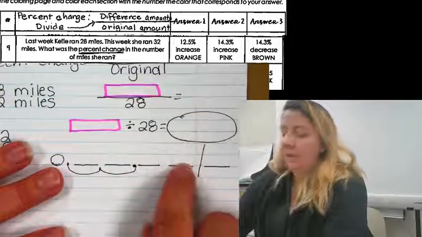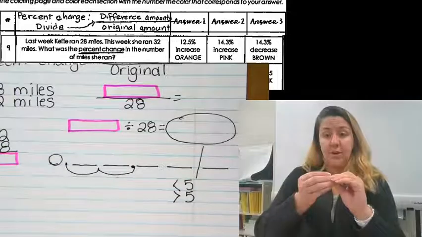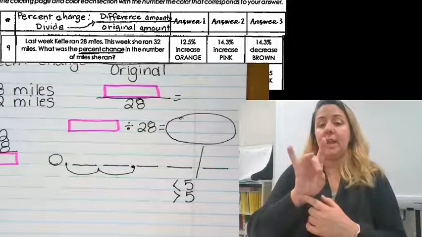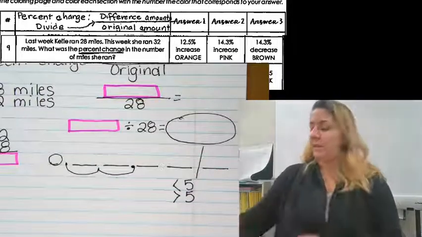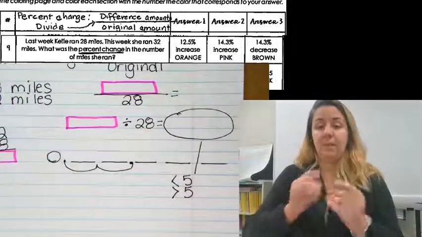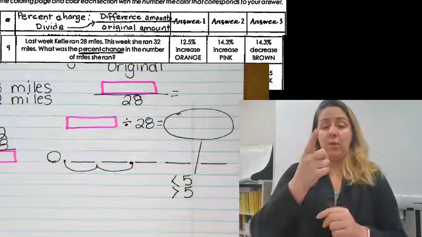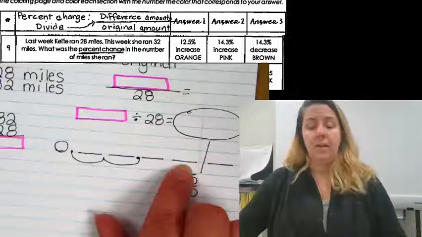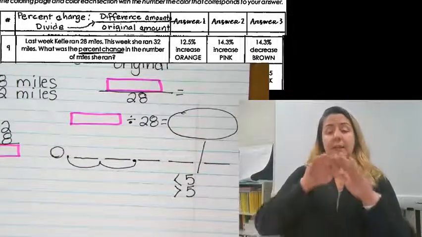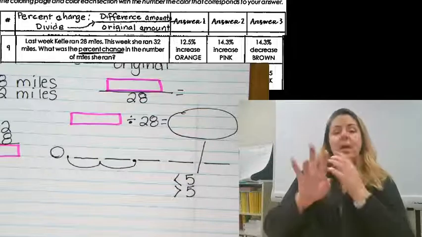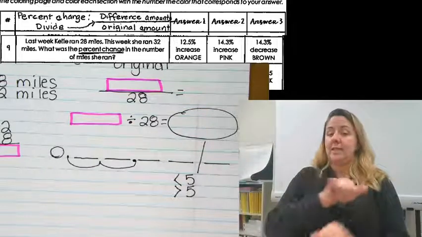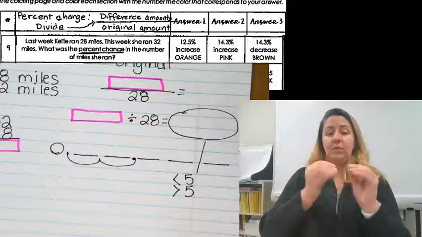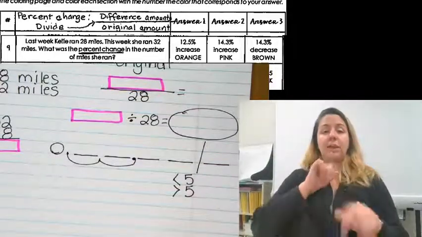If this number is more than 5, meaning it is 5, 6, 7, 8, 9, that means this number is going to change and go up one number. If that number is less than 5, then it's going to stay the same. So you need to round your number, and then you will have your answer choice.